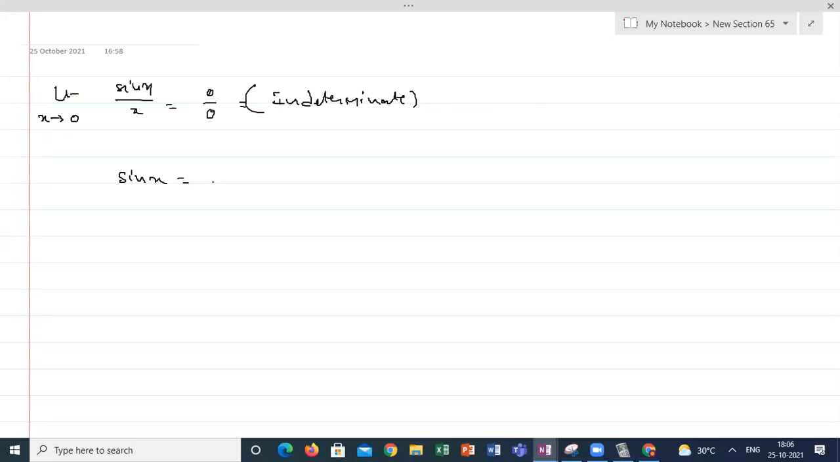Does anyone have an idea what the expansion of sine x is? There is a concept called sequences and series for trigonometric functions also, like e power x, logarithm x. The expansion of sine x will be equal to x minus x cube by 3 factorial plus x power 5 by 5 factorial minus x power 7 by 7 factorial. This is the expansion of sine x.